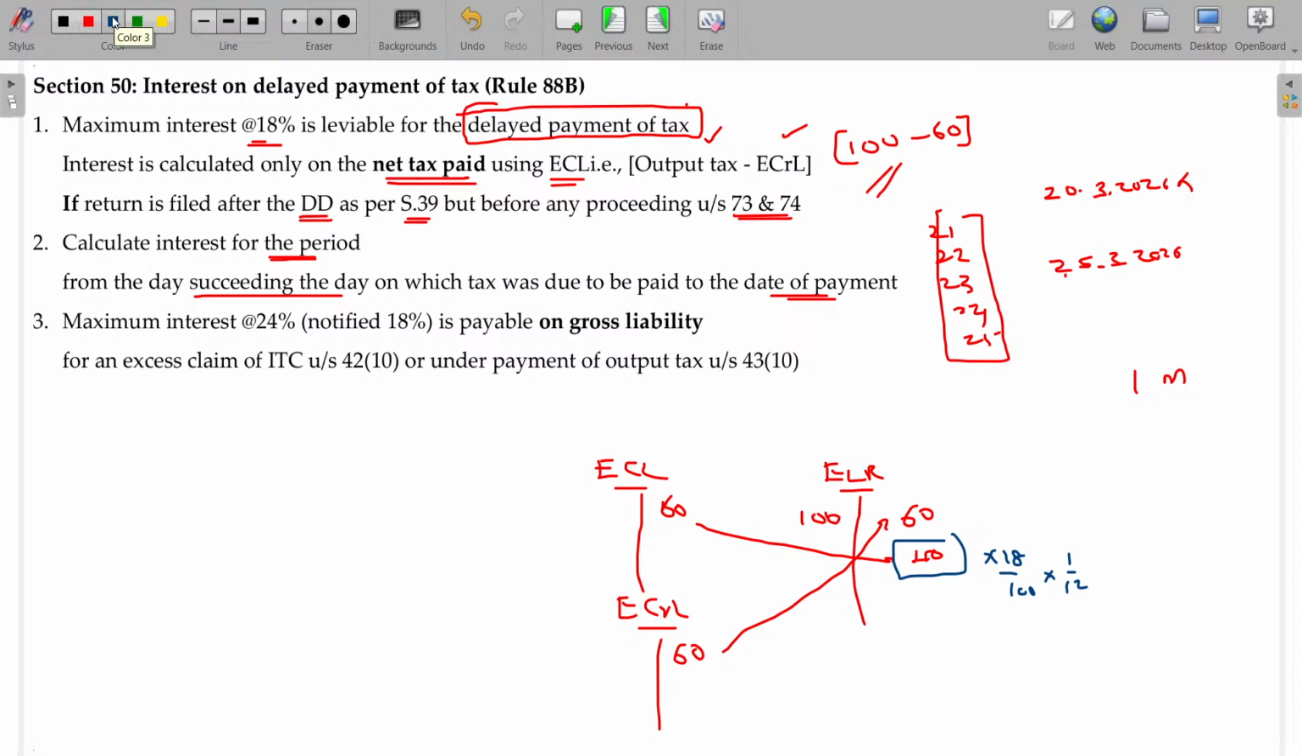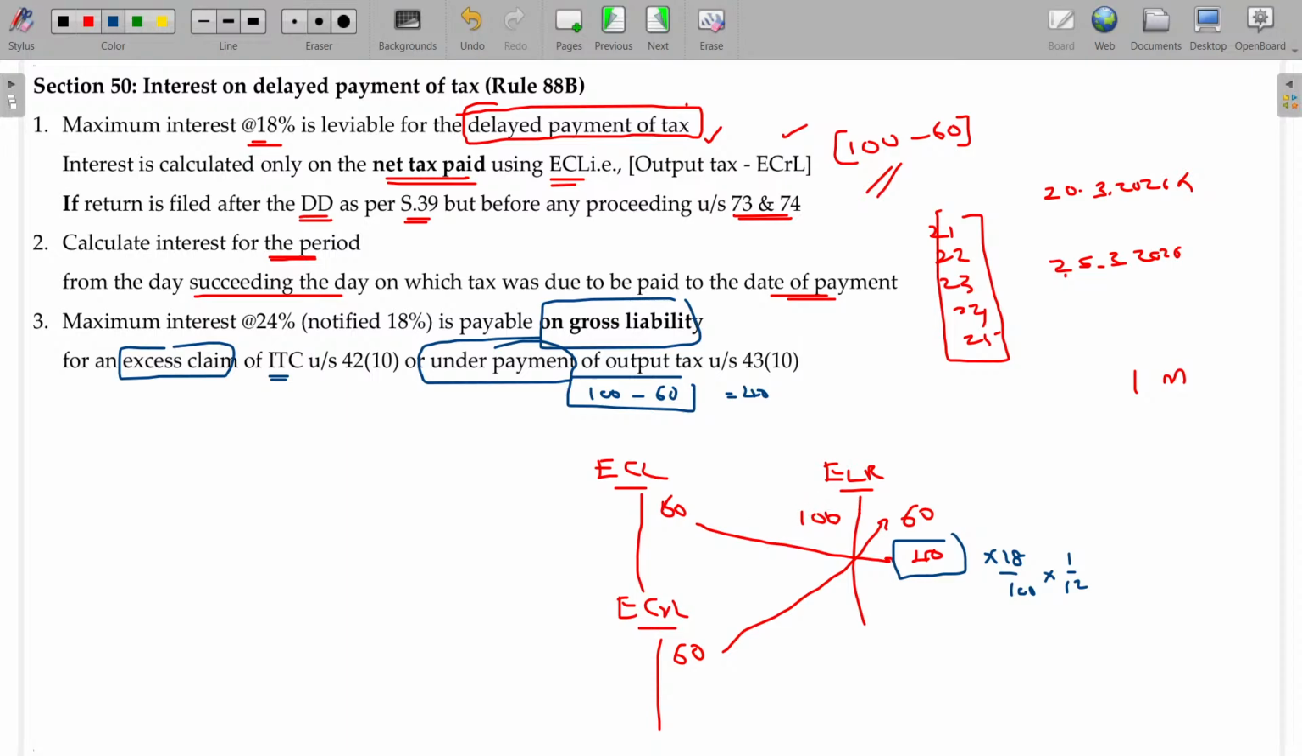In case you claimed ITC in excess of what you are supposed to claim, or the tax payment being 100 rupees but you paid only 60 rupees wrongly, this is called underpayment. You have two scenarios. First one is you have not filed the return at all, and filed and paid late. 18% will be payable on net tax paid. But here you paid but wrongly paid a lesser amount and you claimed ITC more than what you are supposed to claim. In this case, gross liability will be taken.